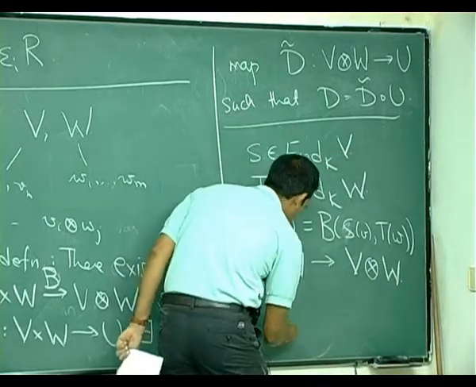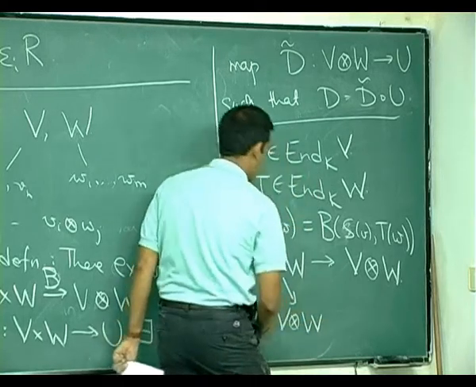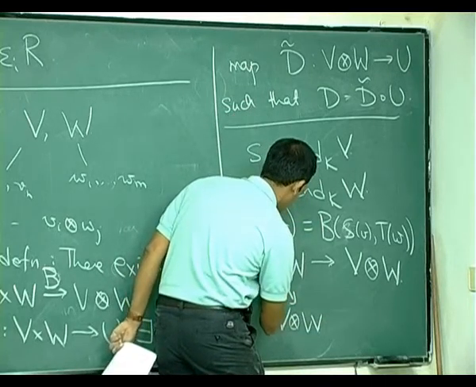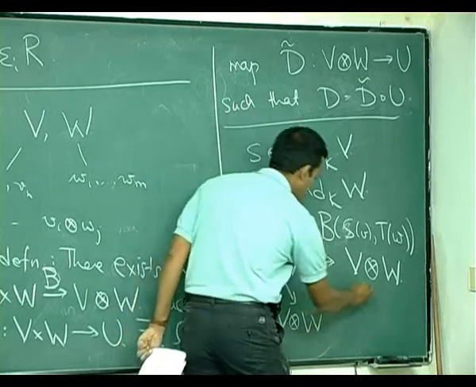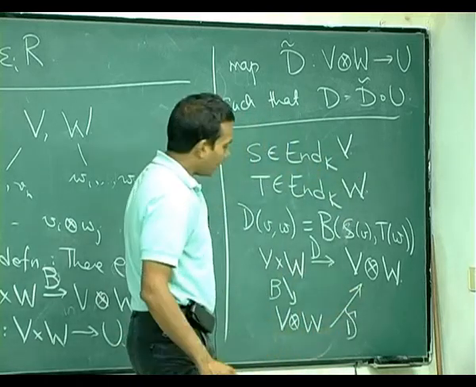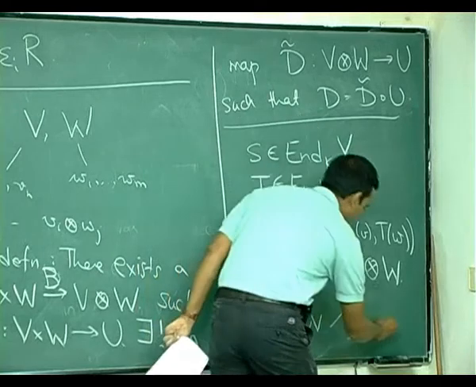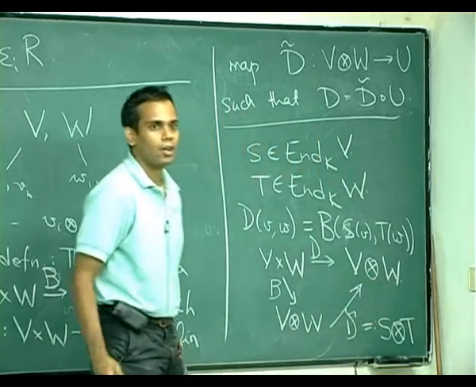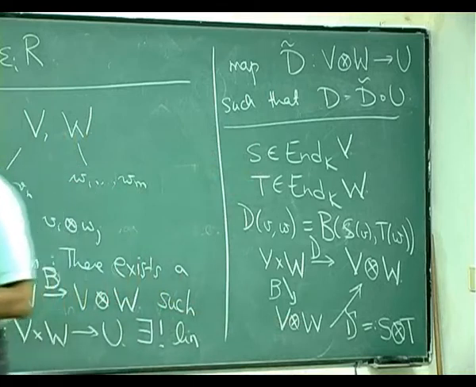So usually you draw a picture like this. So here we've got B and this is D and there's a linear map D tilde. Okay, and in concrete terms, from our point of view we can define it, but this ends up being what is called the Kronecker tensor of S and T.